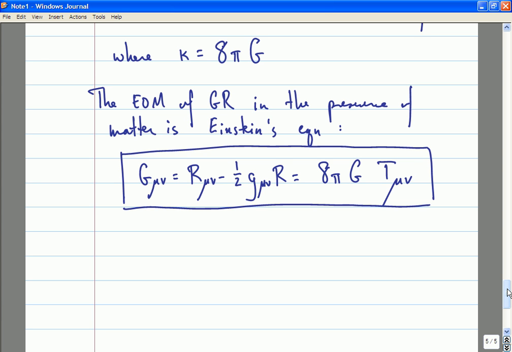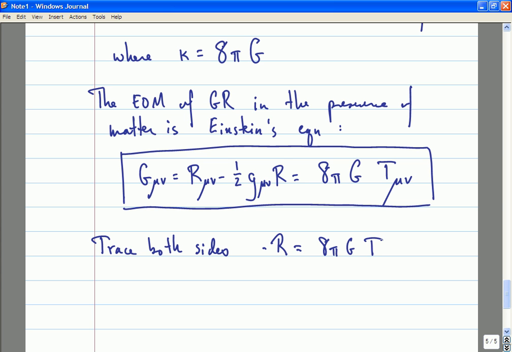As we did in our discussion above, you can take the trace of both sides of Einstein's equation. And what do you get? You get minus R on one side. That was just R minus 2R, as we described above, is equal to 8 pi G times the trace of the stress tensor.